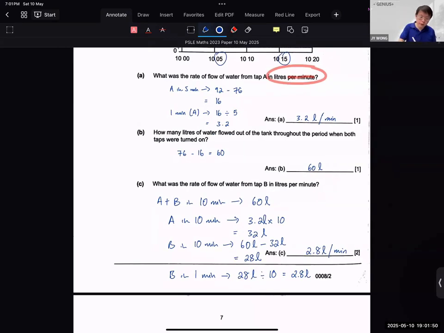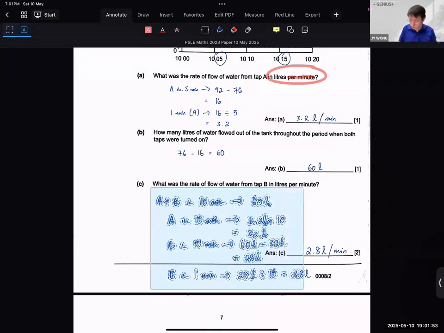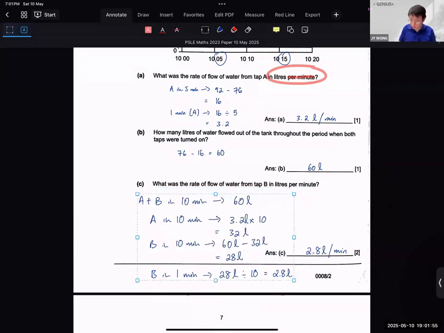There are multiple ways to find the answer. Some of you would not have used 10 minutes. You may have used a different unit of measurement here. You may have found 5 minutes. You may have found 1 minute even directly. Up to you. Okay? I used 10 minutes because that's what I found in part B.